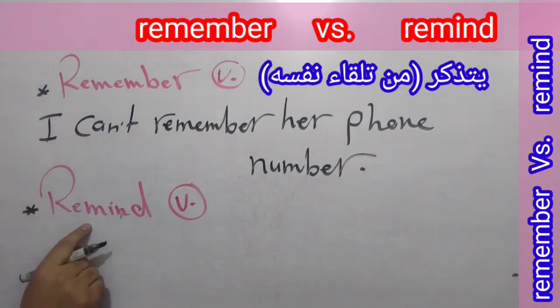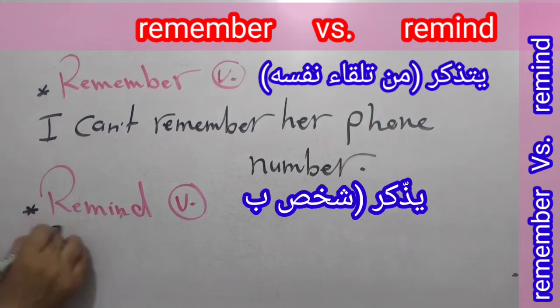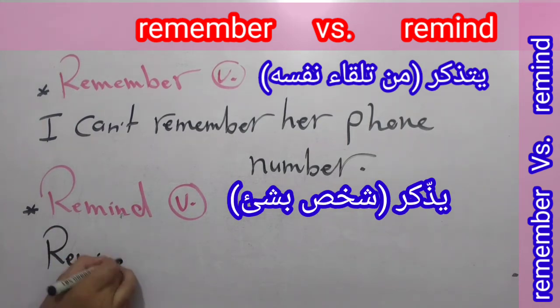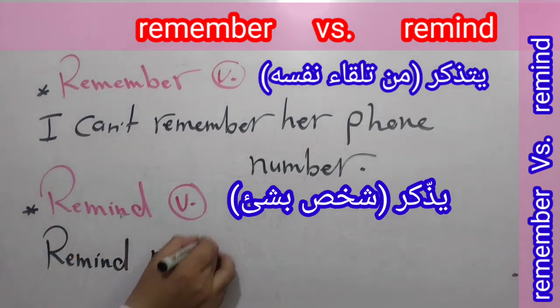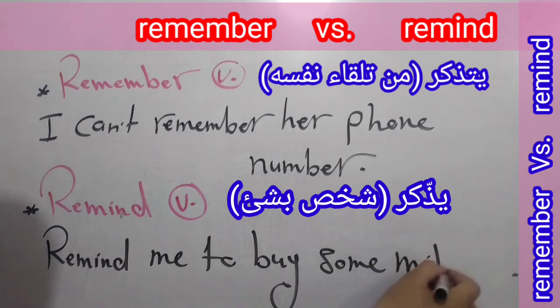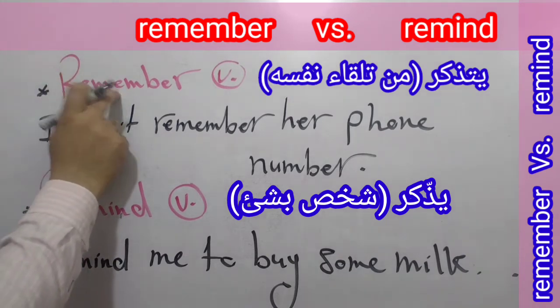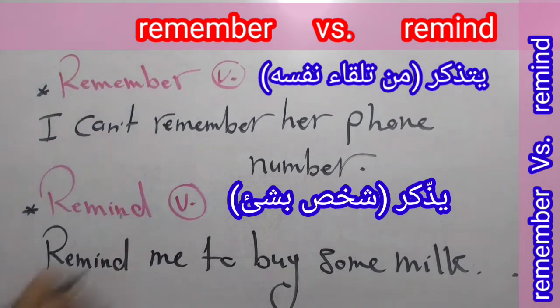Whereas the verb remind means to make someone remember something that they must do. For example, remind me to buy some milk. Again, the verb remember means to bring information or facts that you know into your mind. Whereas remind means to make someone remember something that they must do.